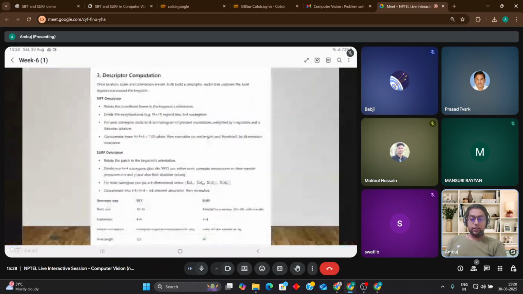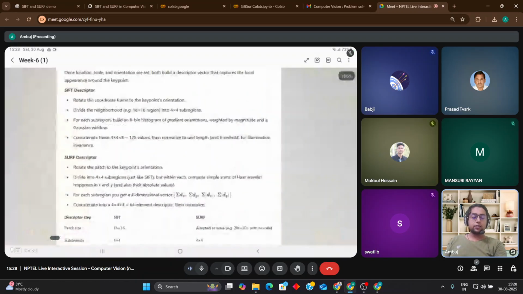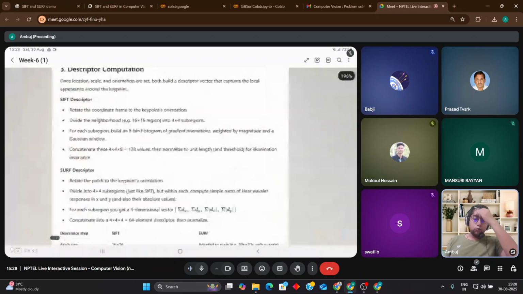Then, in the entire subspace, how will we apply this SIFT? Rotate the coordinate frame to align with the key point's orientation, then divide the neighborhood into subregions. For each subregion you apply the gradient formula that I showed you earlier, then you concatenate these in the various directions. This one was for SIFT.